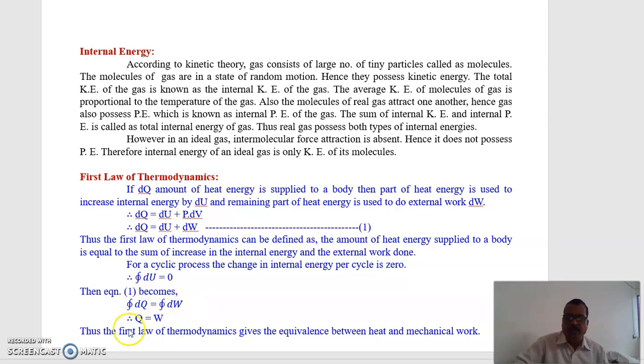This Q equal to W means first law of thermodynamics gives equivalence between heat and mechanical work.